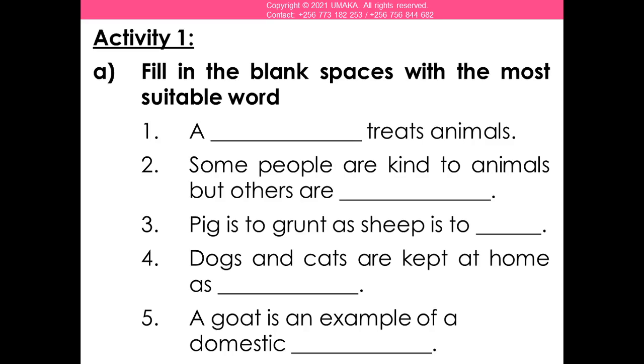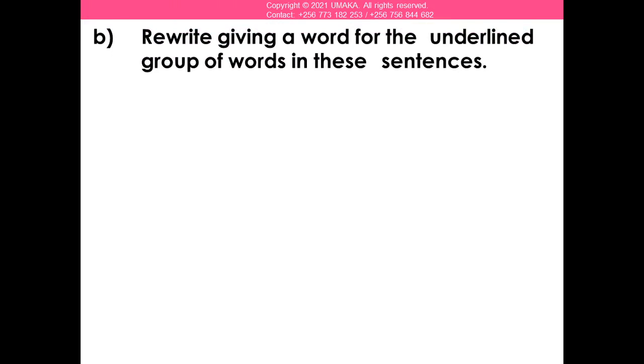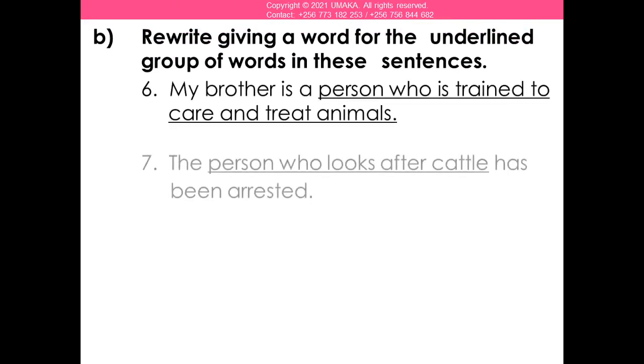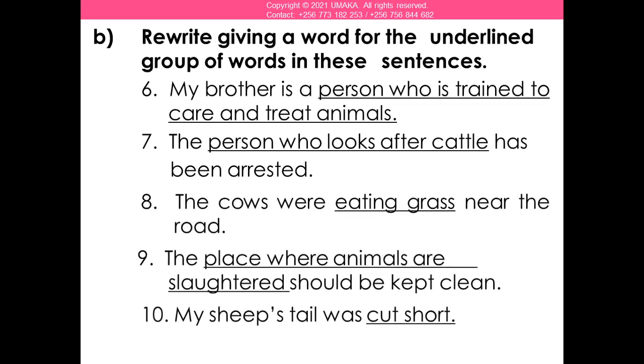That is part A. Then part B, we have rewrite giving a word for the underlined group of words in these sentences. So give a word to mean the same as these words that are underlined in these sentences. Number 6, my brother is a person who is trained to care and treat animals. Underlined words, person who is trained to care and treat animals. Number 7, the person who looks after cattle has been arrested. Underlined words, person who looks after cattle. So write the sentence again as you give a word to mean those words that are underlined.